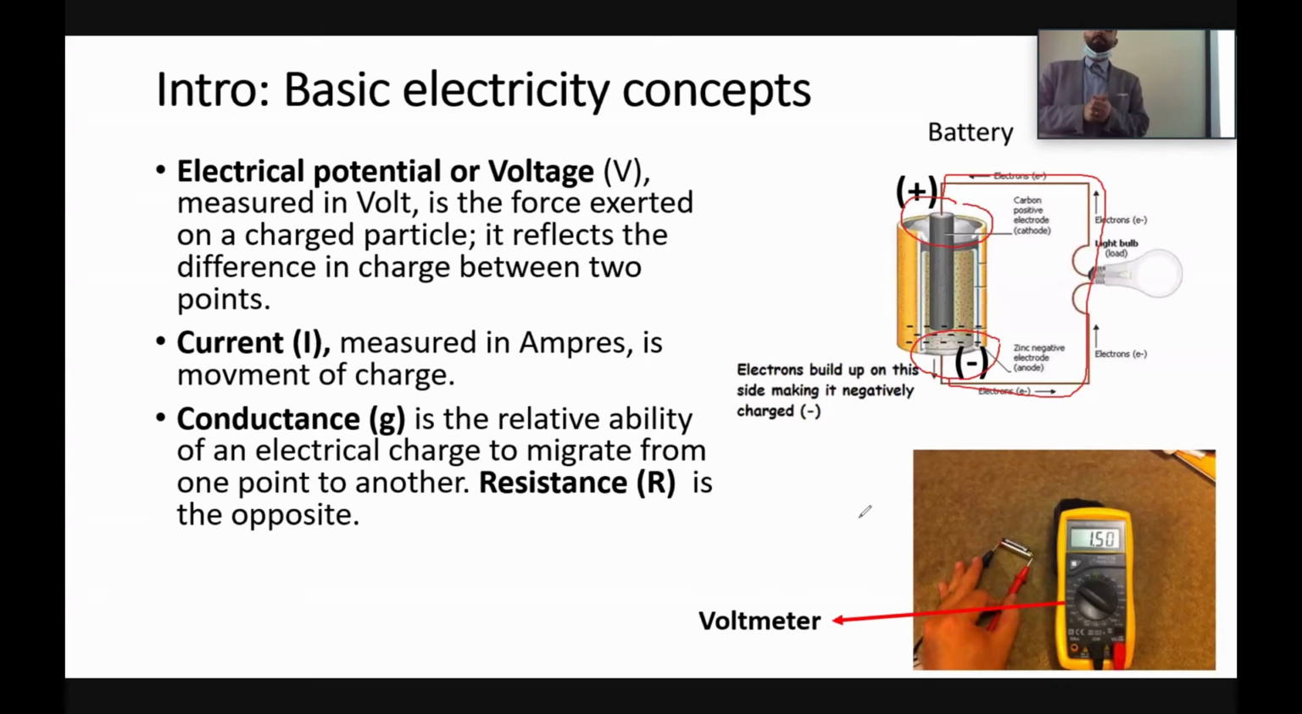Is this clear? So voltage is, as you can see here, measured in volt. Current is in ampere, okay? So one way to measure the electrical potential is by using a device called voltmeter, as you can see here. So this battery has a voltage of 1.50 volts, okay?